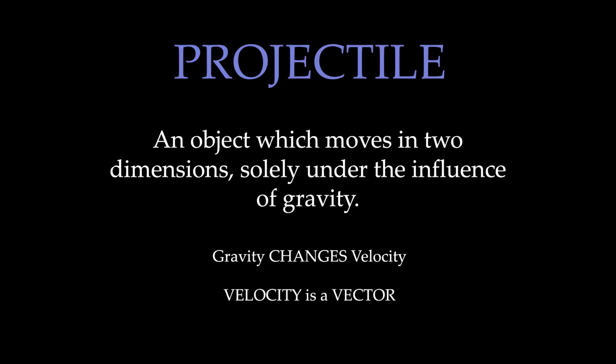V is equal to V0 plus AT, X is equal to X naught plus V0 T plus 1 half AT squared, V squared is equal to V naught squared plus 2A delta X. Using those kinematic equations, I can solve problems in 1 dimension.